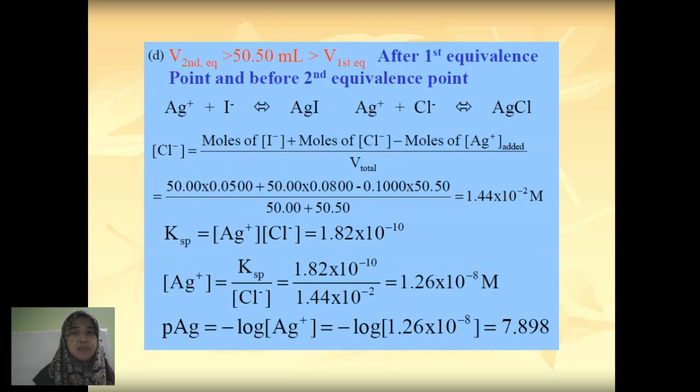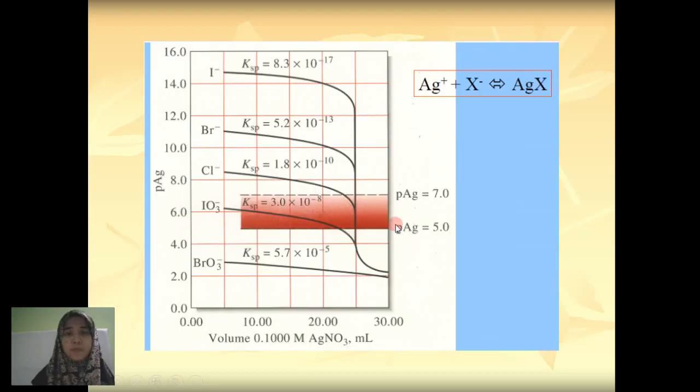Next is the post equivalent point for the first reaction, but it is pre-equivalent for the second reaction, where the Ksp for AgCl is 1.82 times 10 to the power of negative 10. So this is the titration curve for the reaction of one anion.